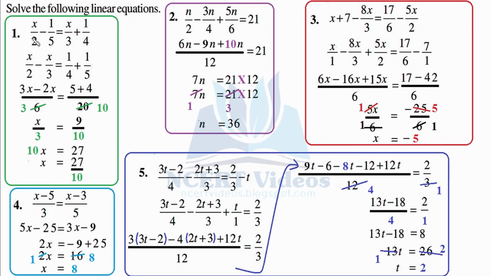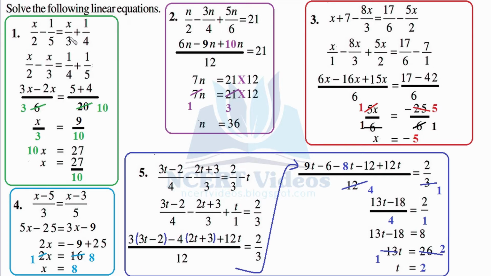x over 2 is a variable term because it has a variable x. So we will keep it on the left hand side. So we did the same. Minus 1 over 5 is a constant term. We will transpose it towards the right hand side. So just keep it in your mind because right now we are hunting for variable terms.